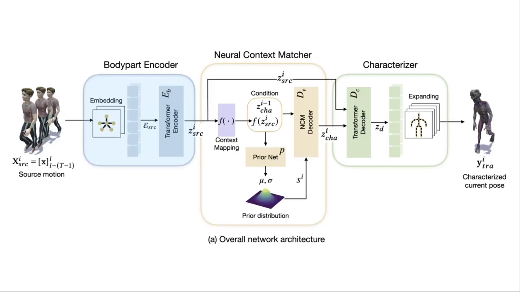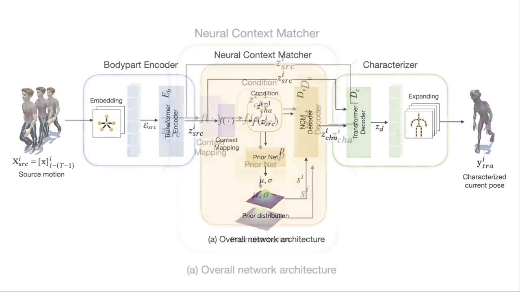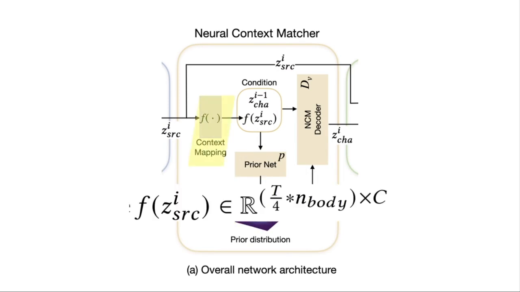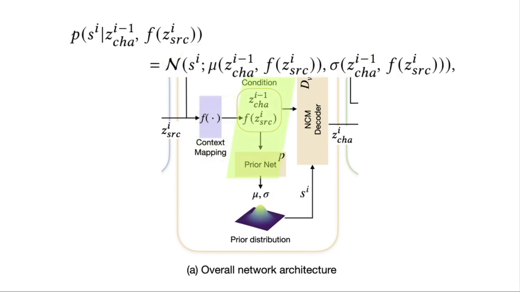After body part encoding, MOCHA searches for a character feature that shares a similar context with the source feature using neural context matcher. From the source feature, MOCHA obtains context feature via context mapping. This context feature is character agnostic, which is necessary for context matching between different characters.